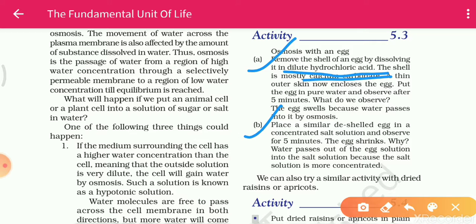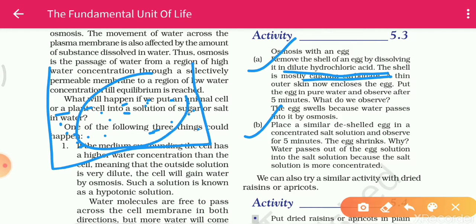Now see students, take one beaker and put water in it, and then keep the egg in this water. Keep this egg in this water for 5 minutes, and after 5 minutes you will see that the egg swells up. Why does this egg swell up? Because the water goes inside it.